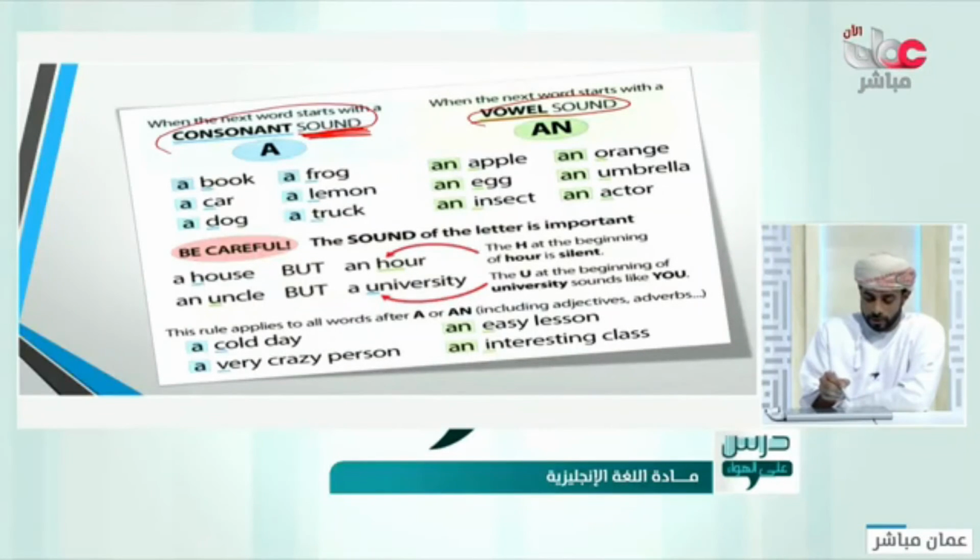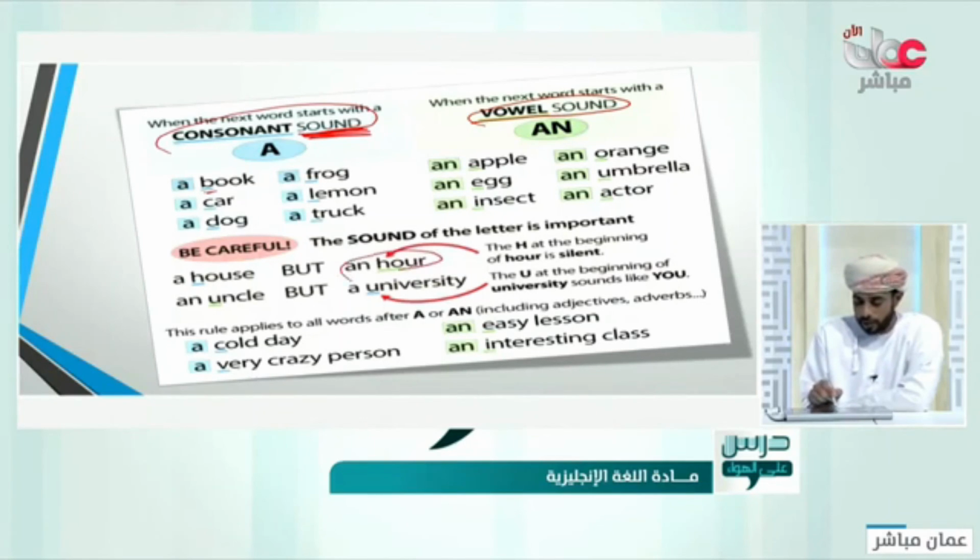First of all, those words start with a consonant like B, C, D: a book, a car, a dog, a frog, a lion, and a truck. Some others start with a vowel sound, like an apple, an egg, an instant, an orange, an umbrella, an actor. This is normal. The letter is a vowel and sounds like a vowel, and the letter in here is a consonant and sounds like a consonant.